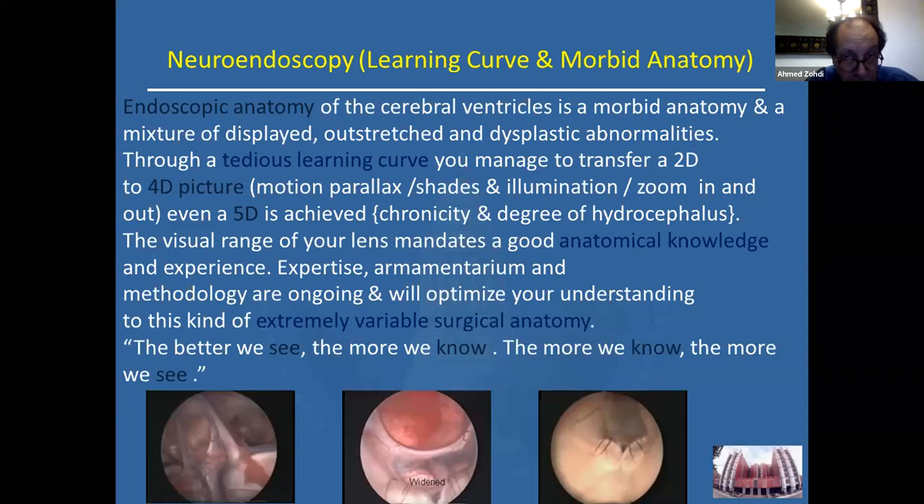The visual range of your lens mandates a good anatomical knowledge and experience because you are seeing just in front of the lens. So take care. Expertise, armamentarium, and methodology are ongoing and will optimize your understanding of this kind of extremely variable surgical anatomy. The better we see, the more we know; the more we know, the more we see. These are just examples of what you see when you go in there, of variant anatomical changes that happen with hydrocephalic changes.